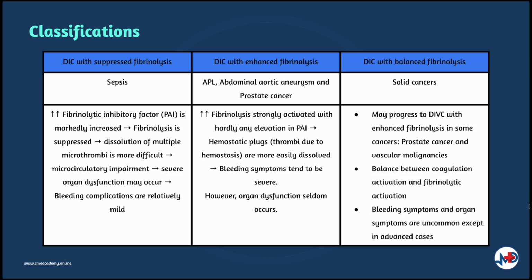Fibrinolysis is suppressed, and dissolution of multiple microthrombi is more difficult, and as a result of microcirculatory impairment, severe organ dysfunction may occur, but bleeding complications are relatively mild. As for DIVC with enhanced fibrinolysis, it is seen in APML, abdominal aortic aneurysm, and prostate cancer. Fibrinolysis is strongly activated with hardly any elevation in PAI, which is the fibrinolytic inhibitory factor. The bleeding symptoms tend to be severe, however, organ dysfunction seldom occurs.